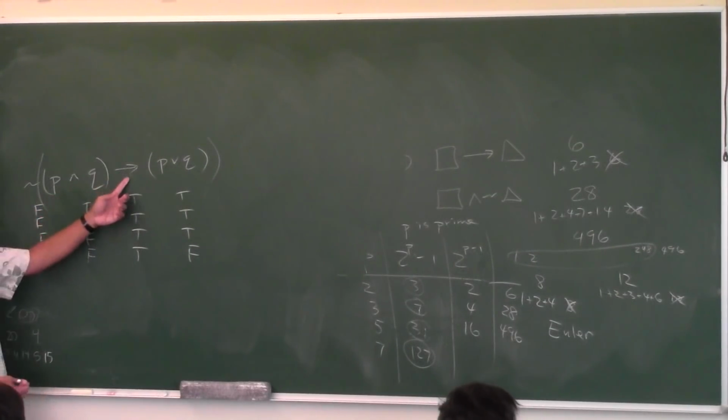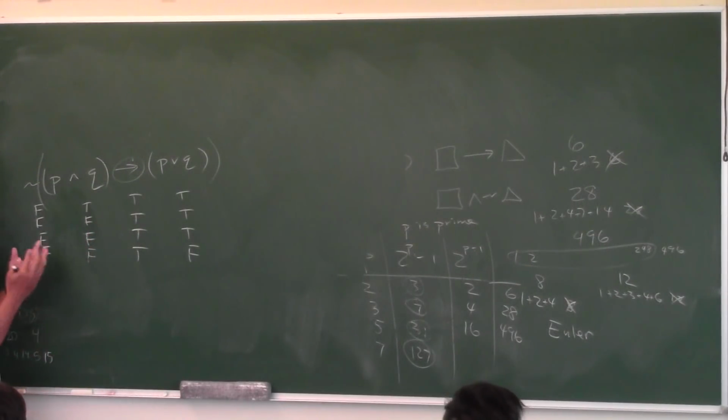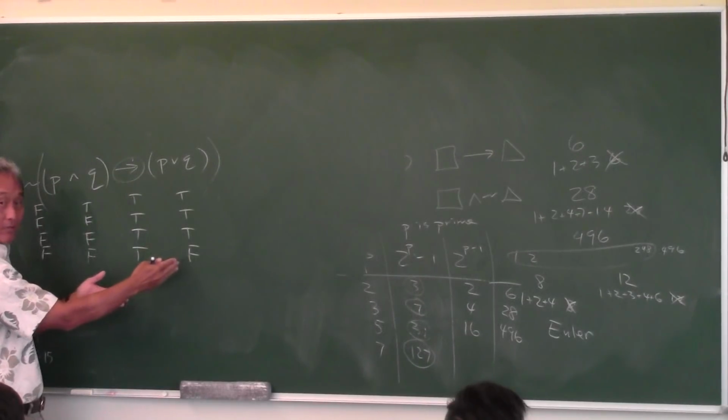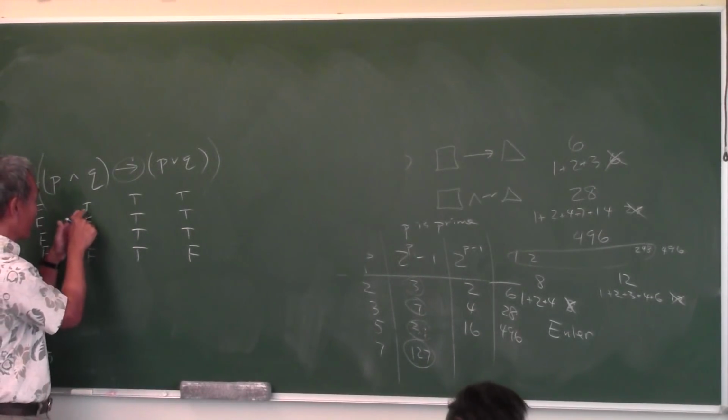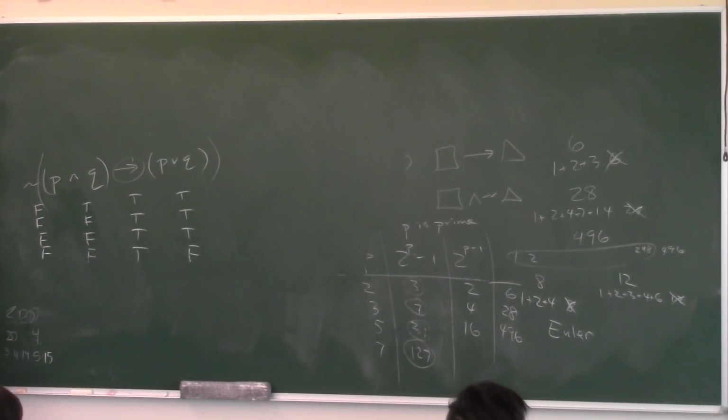Okay, the key here is the conditional. The only time a conditional statement is false is when the first one is true and the second one is false. So all you gotta do is make sure that when this is true, that one's true. That's all you gotta do. In other words, in order to do this kind of problem, you gotta know how the statements work. If you don't know how they work, it's very difficult to do.